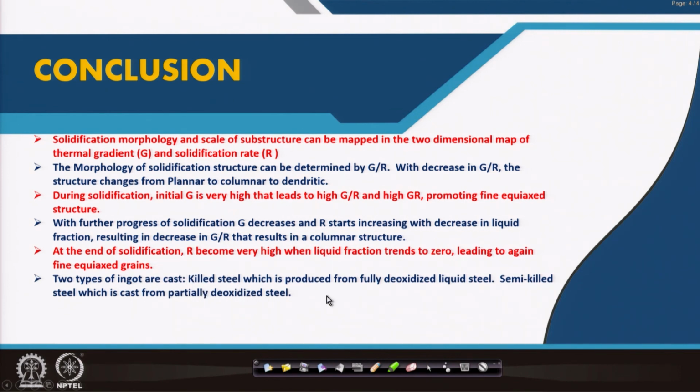One is called the killed steel, which is produced from fully deoxidized steel. The major problem with killed steel is that the yield is less because a lot of shrinkage cavity forms, but no gas generation takes place. As a result, the skin becomes very fine. There are no blowholes, so it is very suitable for forging products.